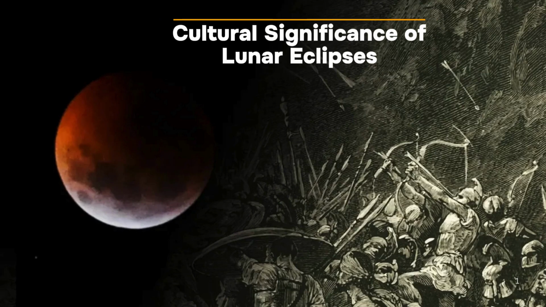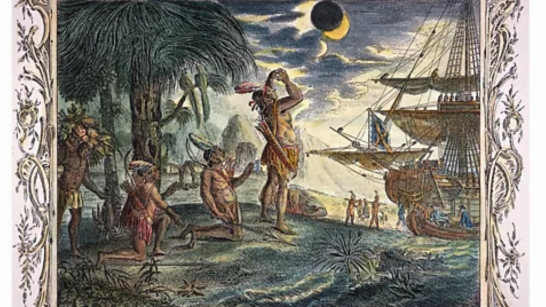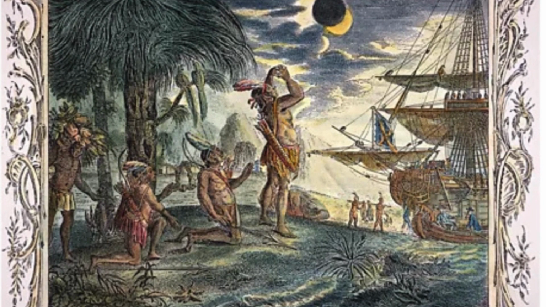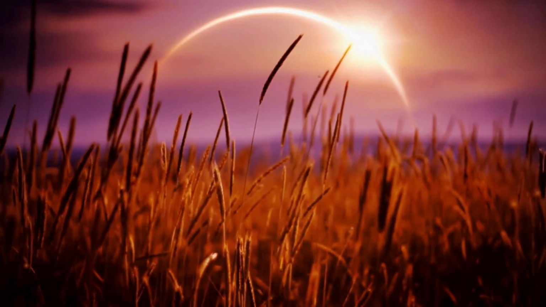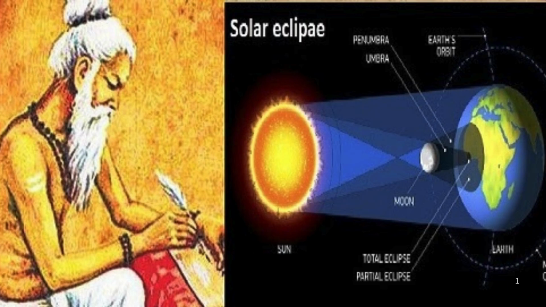Cultural significance of lunar eclipses. Throughout history, lunar eclipses have been steeped in myth and superstition. Ancient cultures often viewed them as omens or warnings. For example, the ancient Chinese believed that a dragon was devouring the Moon during an eclipse, while in Hindu mythology, the demon Rahu was thought to swallow the Moon.